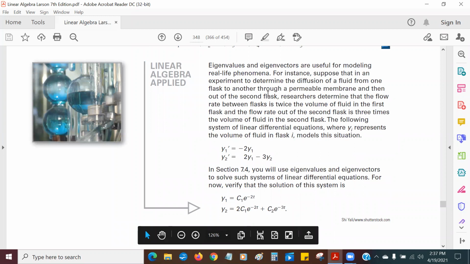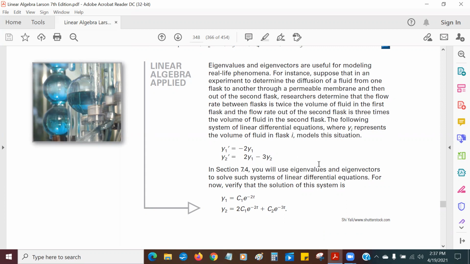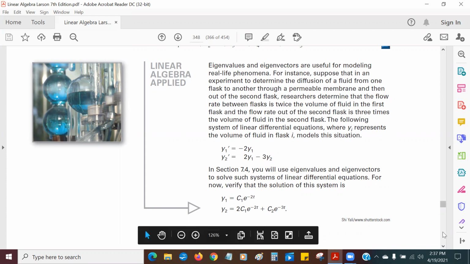This is interesting here about the interplay between eigenvalues and differential equations. That's kind of cool and has to do with flasks and membranes and kind of cool stuff. All right, moving on.